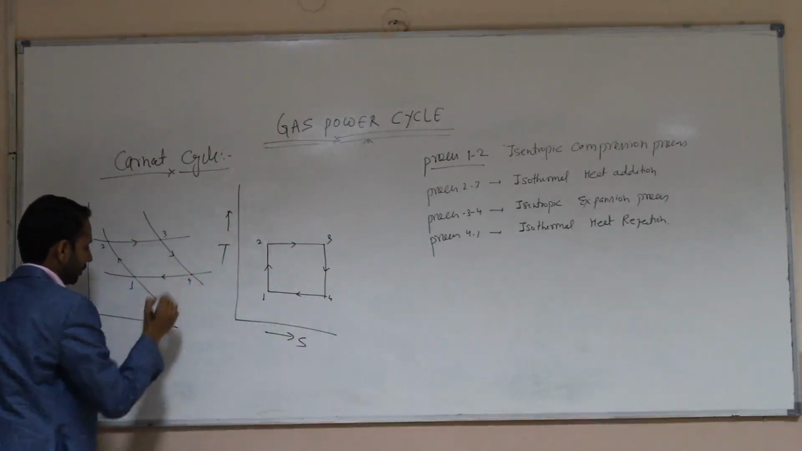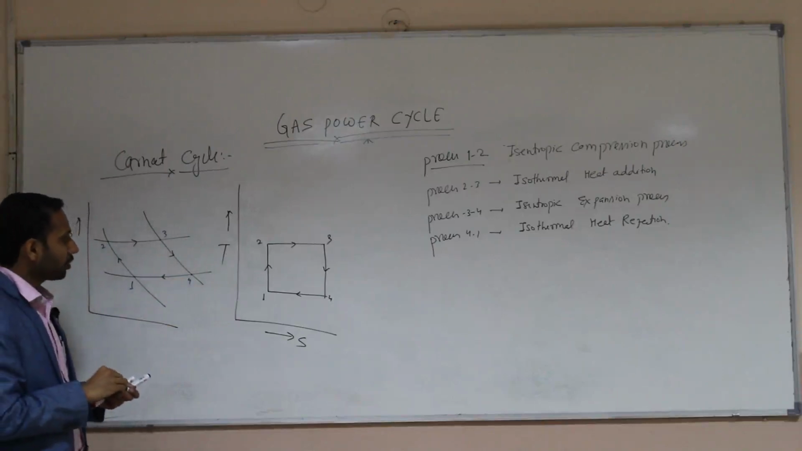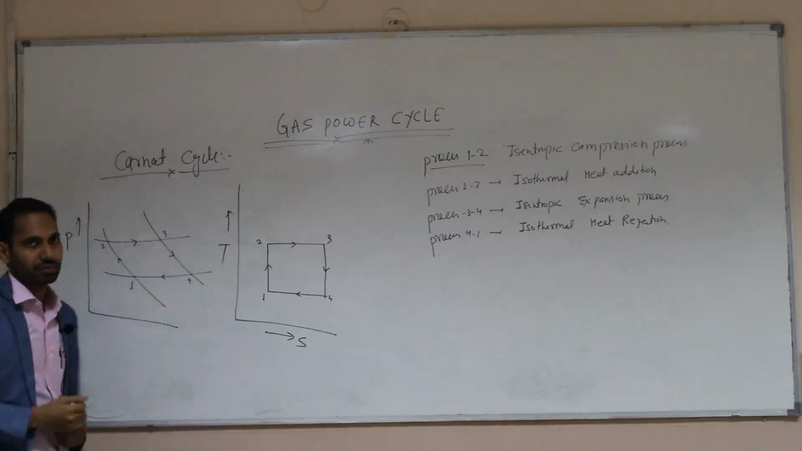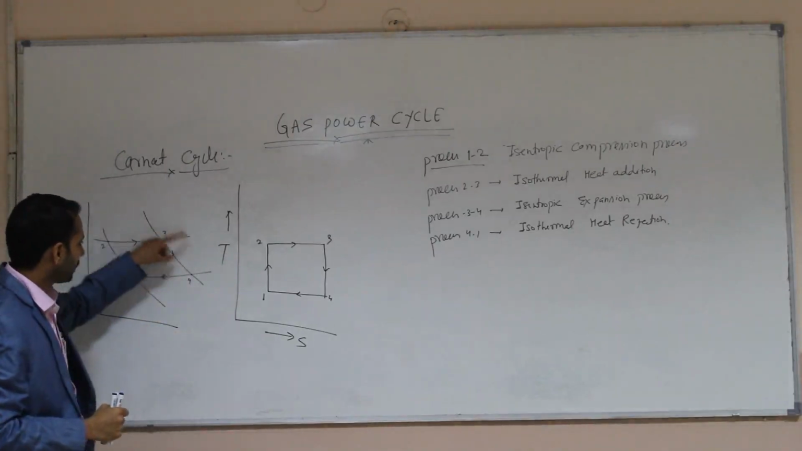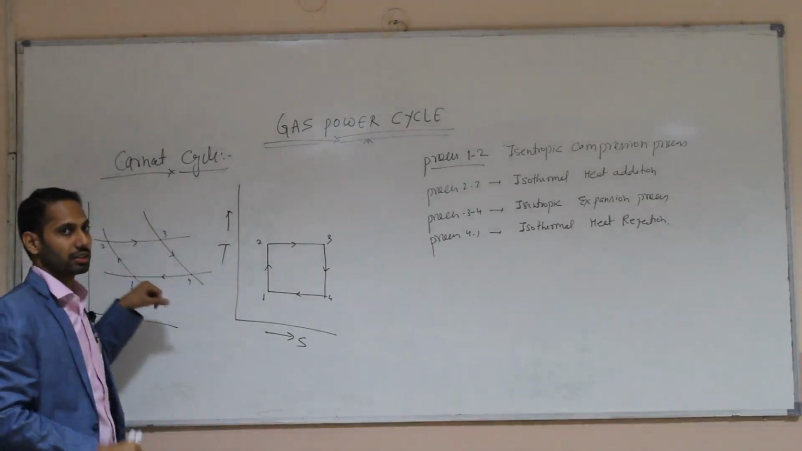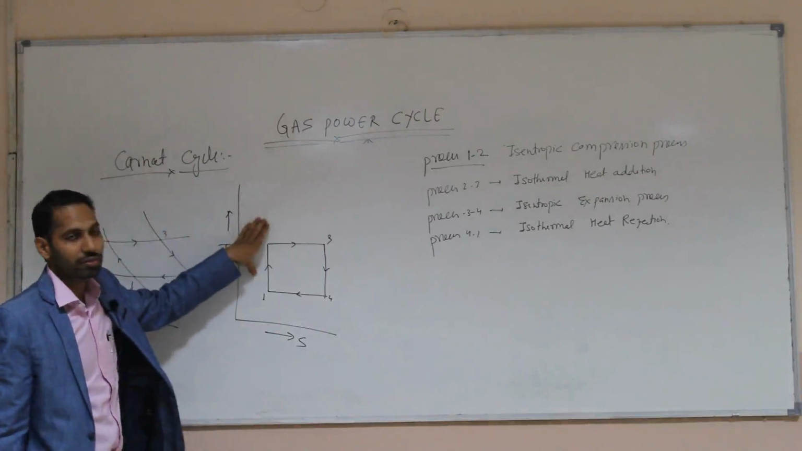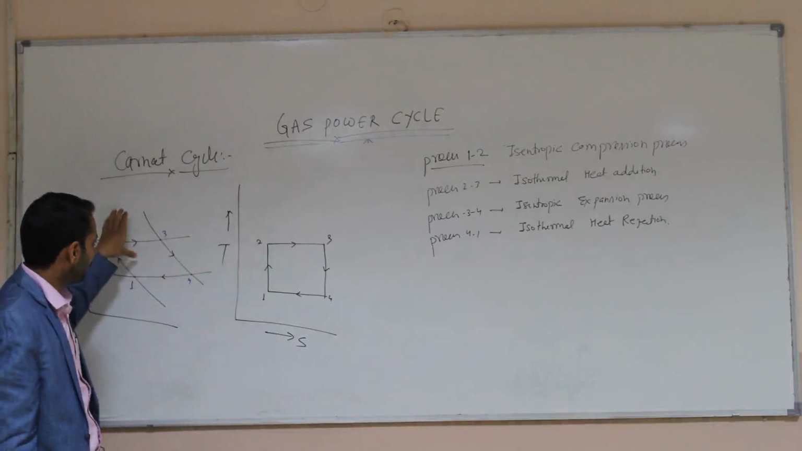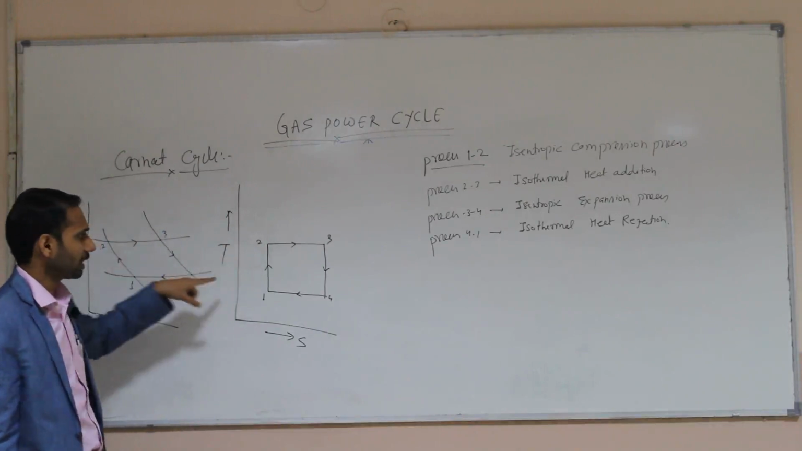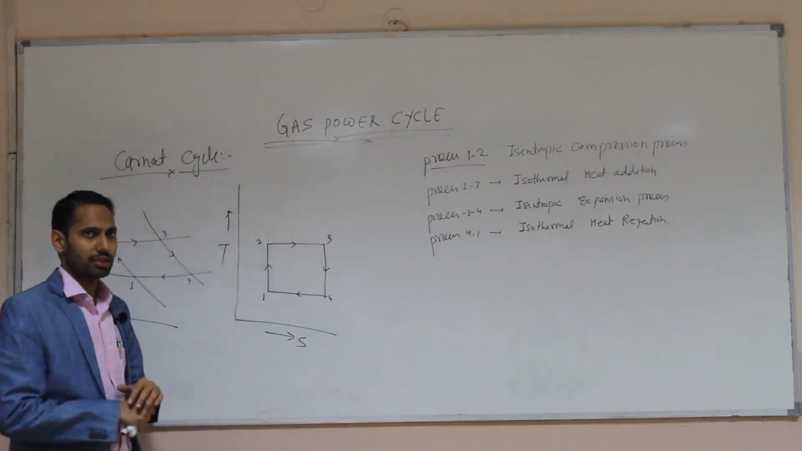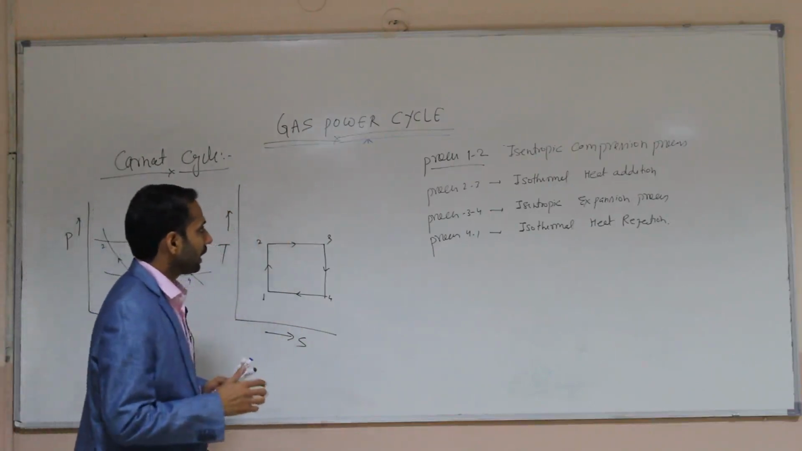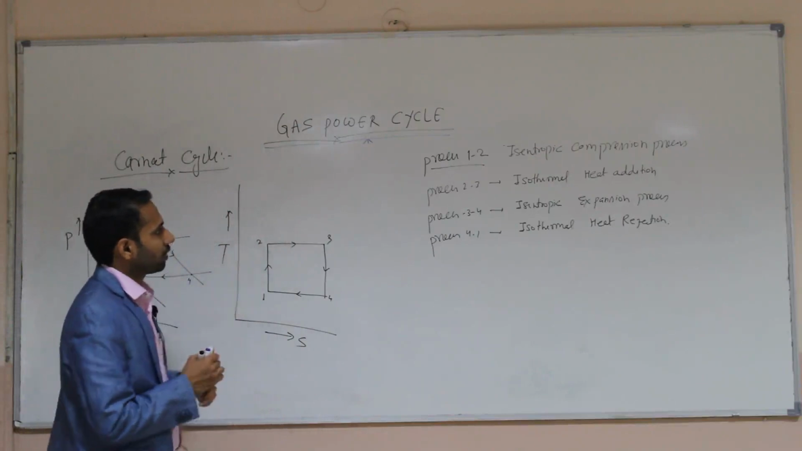The one question that came into our mind is why these cycles are in a clockwise direction. Why are we drawing arrows in this direction, not in a reverse direction? Because these cycles are power producing devices. That's why we are drawing the cycle in a clockwise fashion. Now the important task is we will analyze each and every process.